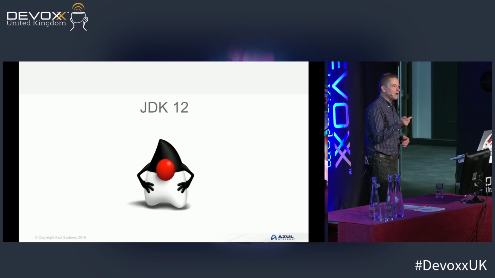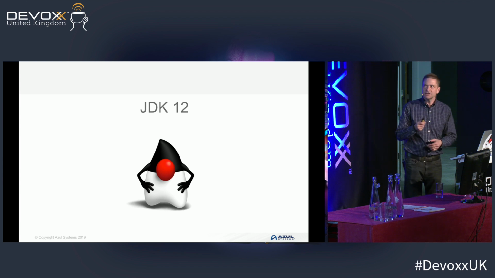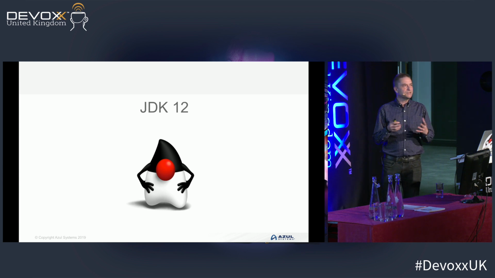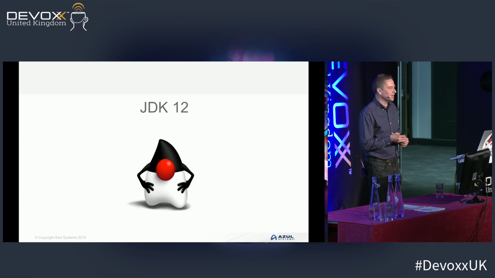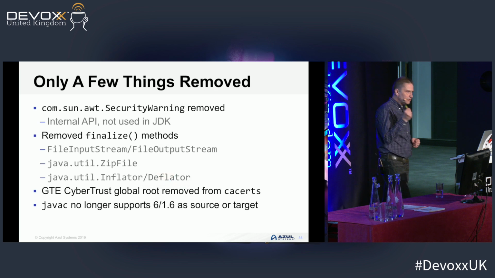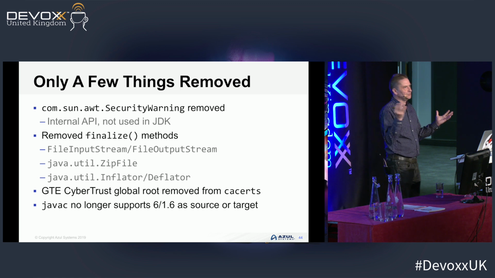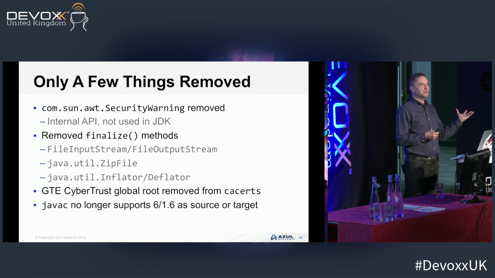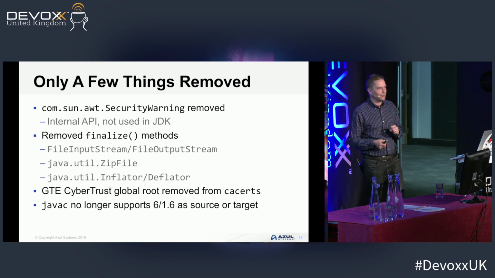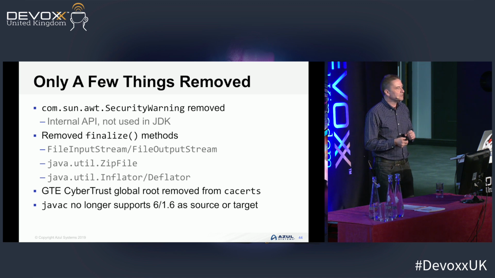Right, JDK 12. JDK 12 was probably the smallest release in terms of functionality, so it didn't have a lot of impact in terms of the things that would catch you out. Only a few things have been removed. The ComSun AWT security warning has been removed. It was an internal API, not even used in the JDK, so I very much doubt that anybody is going to be caught out by that.